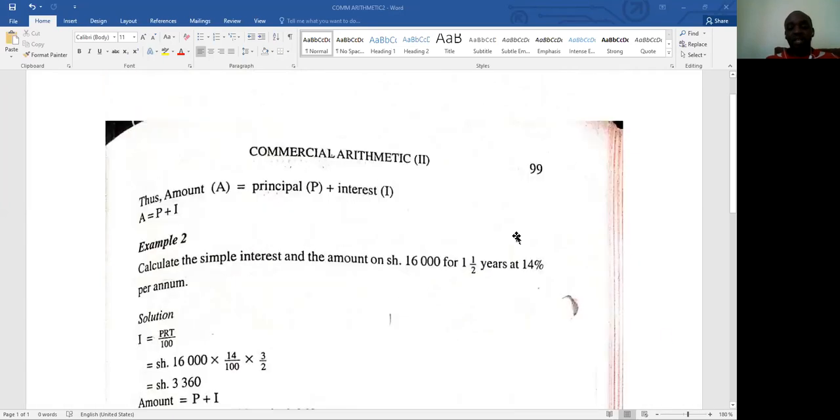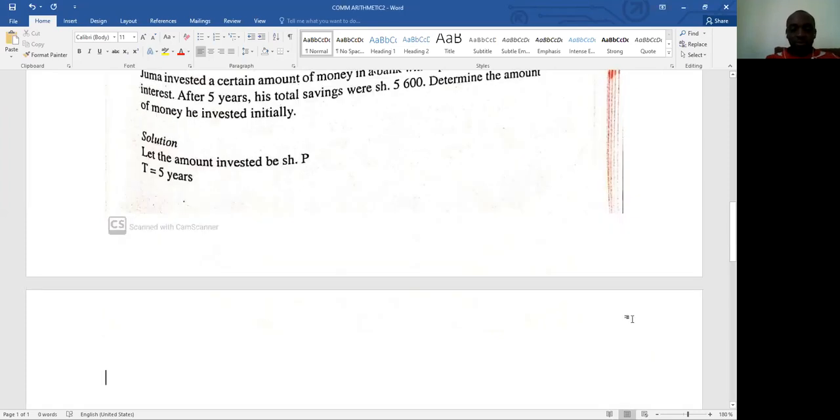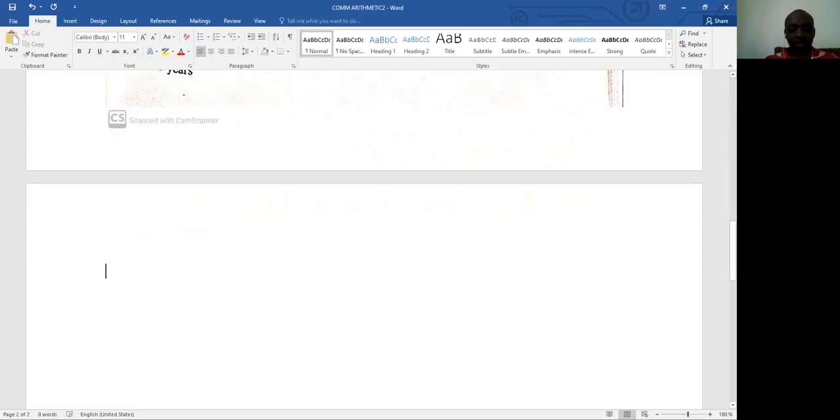We say simple interest, which can be abbreviated as SI, is equal to the principal, which you multiply by the rate. Remember, the rate is a percentage, times the time that you have.